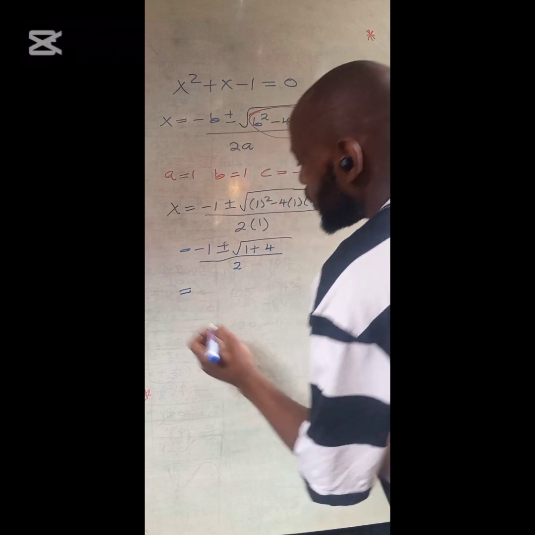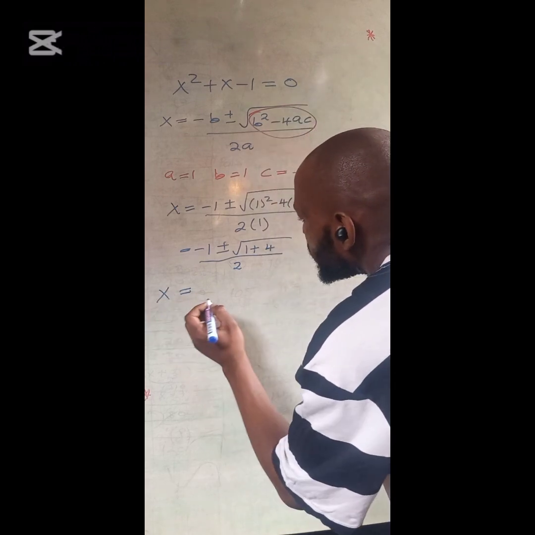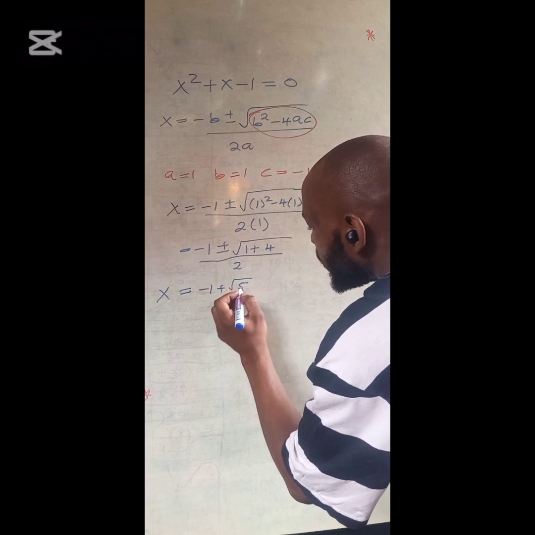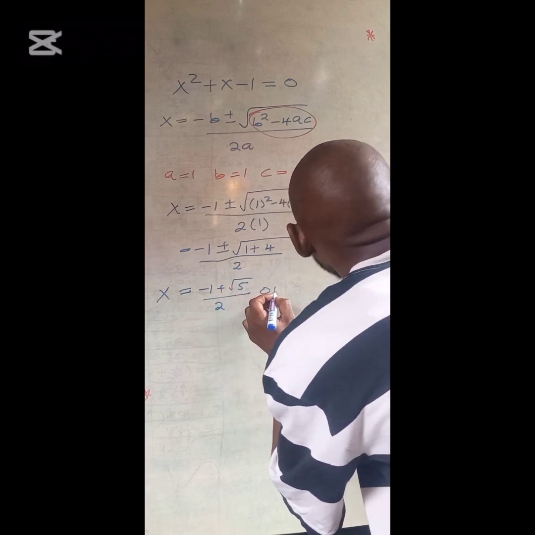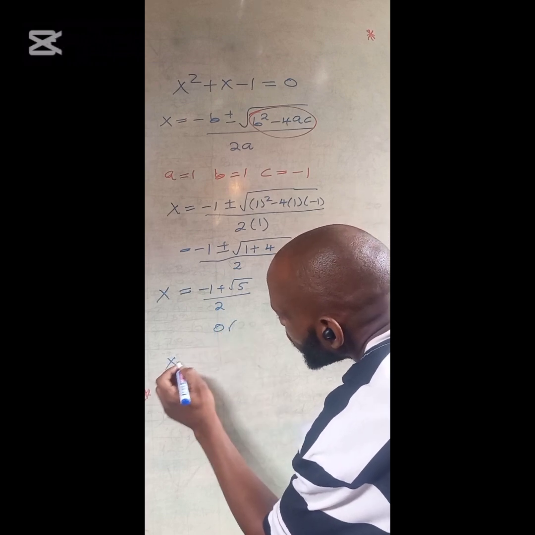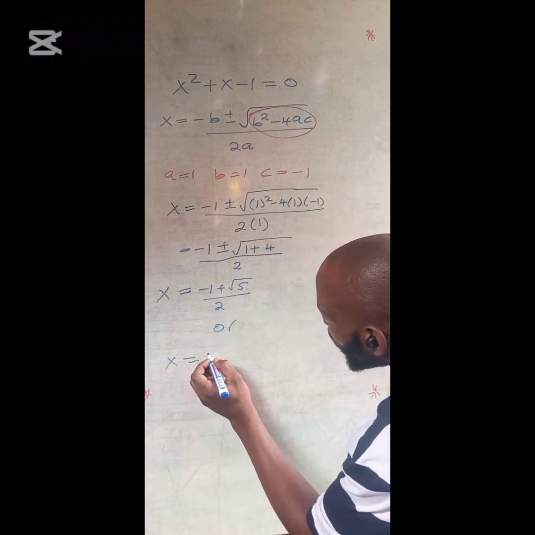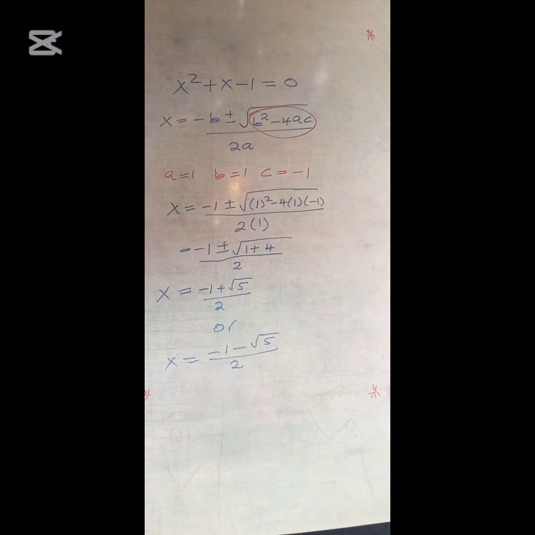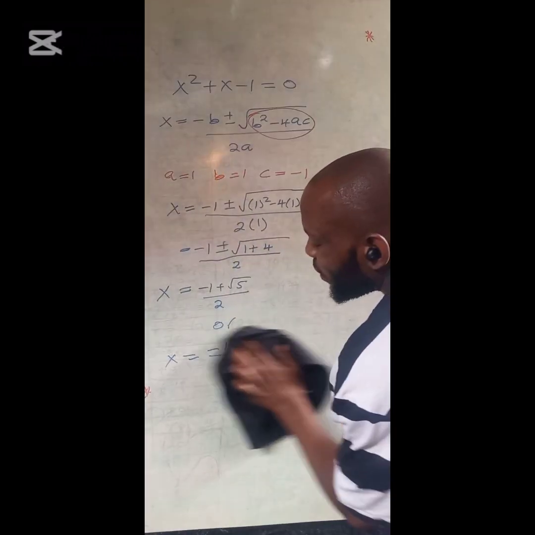I do not have a calculator with me. But then x is equal to negative 1 plus the square root of 5 all over 2, or x is equal to negative 1 minus the square root of 5 all over 2. You'll just have to leave your answer to two decimal places, just that I don't have a calculator with me now. Moving right along.